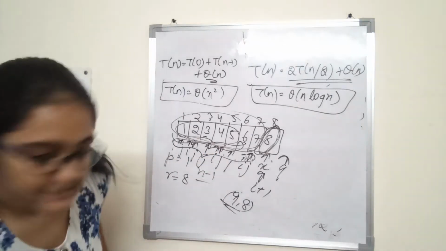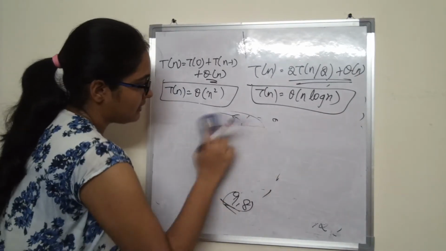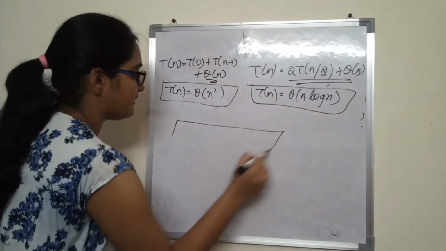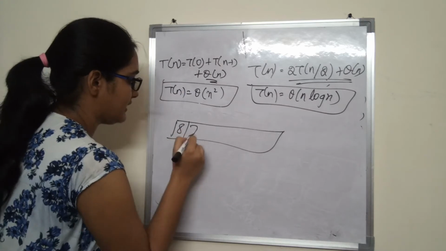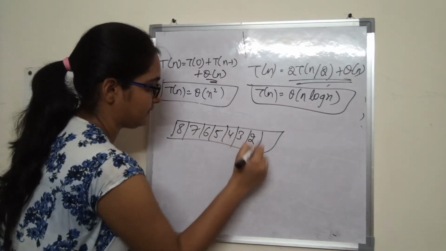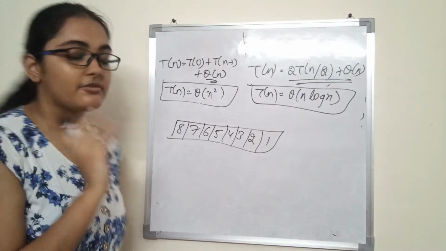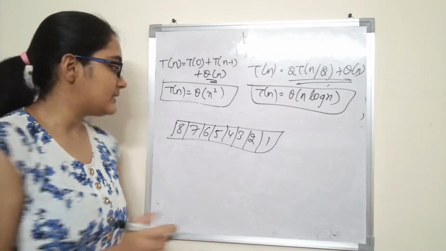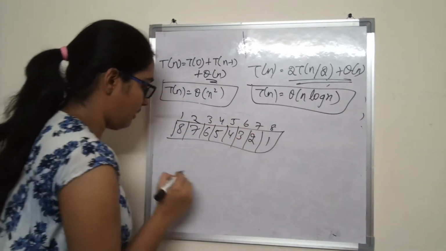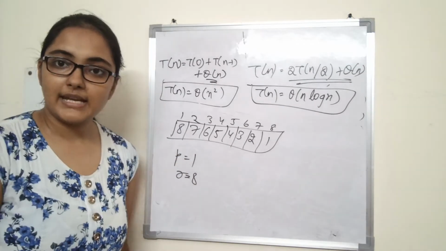Now when the array is reverse sorted, let us see what happens in that case. When the array is reverse sorted, what happens? 8, 7, 6, 5, 4, 3, 2, 1. Alright, so when I call quicksort on this first of all, what happens? P is less than R. P is 1 and R is 8.